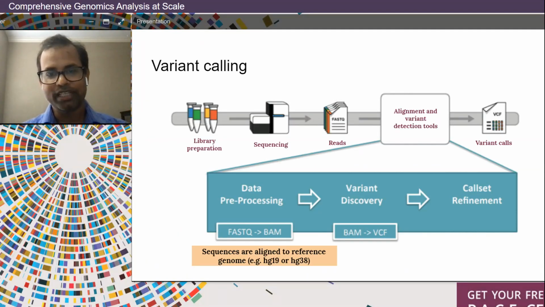So talking about genomic variants or variant calling, this is a workflow we use, starting from the library preparation from the samples, then we send it for sequencing, then we get the sequencing reads, then we use the alignment and variant detection tools to get the variants. That is typically in the VCF file format. During the alignment stage, we align the sequences to the reference genome, and from that we get the BAM file that is used as an input to the variant detection tools.